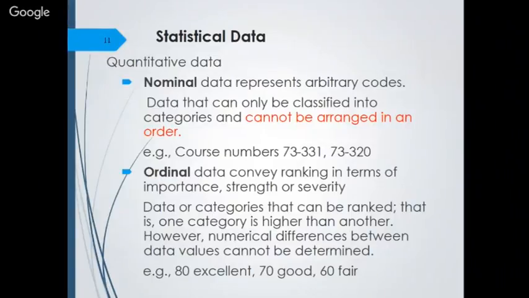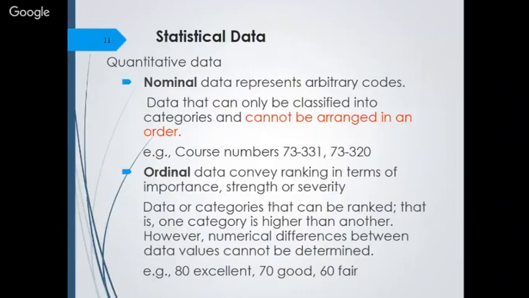Actually, cross-sectional data and time series data are very important in statistics, because in these two categories the tools for analyzing are different. The statistical data discussion continues; we already discussed qualitative data and quantitative data. Again, quantitative data we can divide into four parts: nominal data, ordinal data, interval, and ratio data.